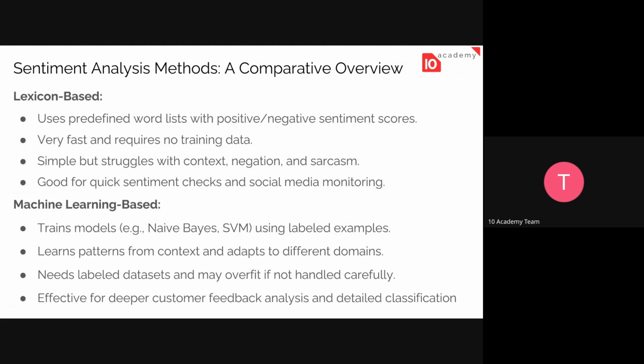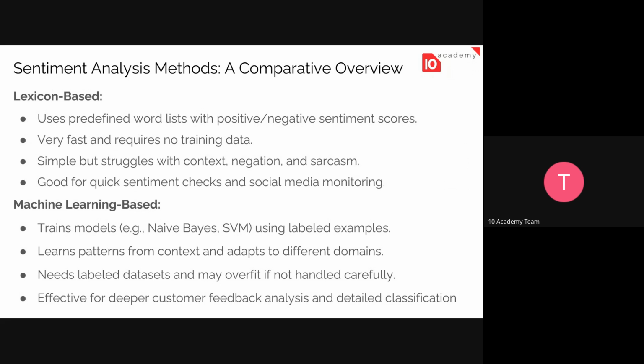The other one is machine learning based. Machine learning based methods train models using labeled examples, learn patterns from context and adapt to different domains. They need a labeled dataset, and may overfit if not handled carefully. They are effective for deeper customer feedback analysis and detailed classification.